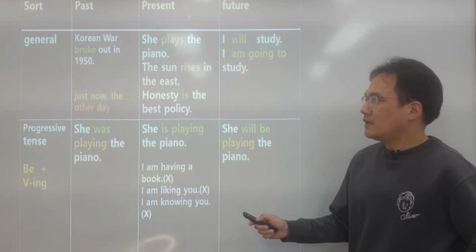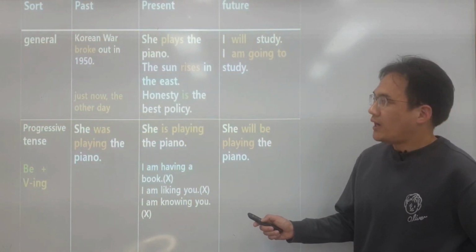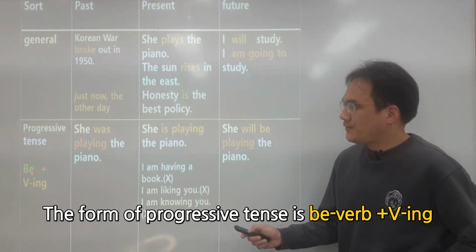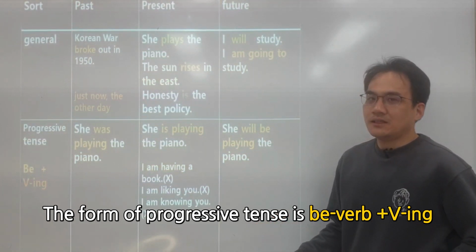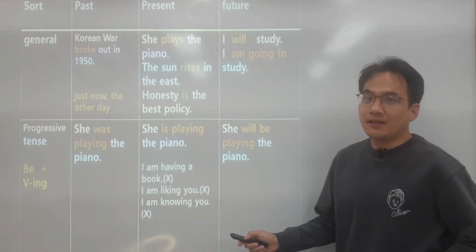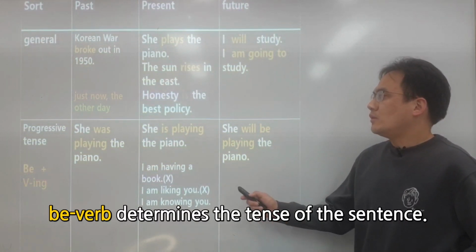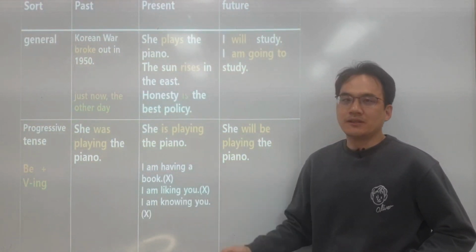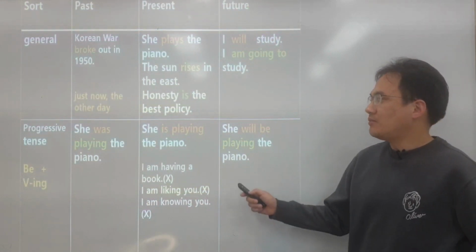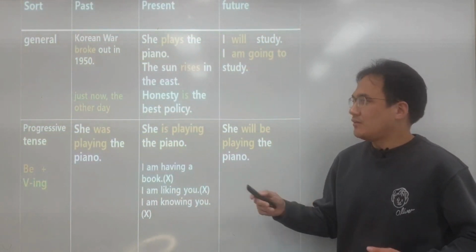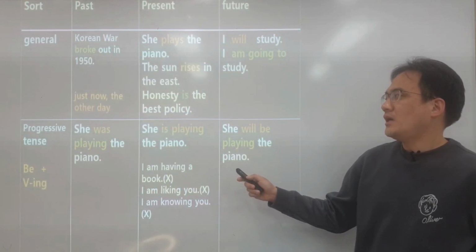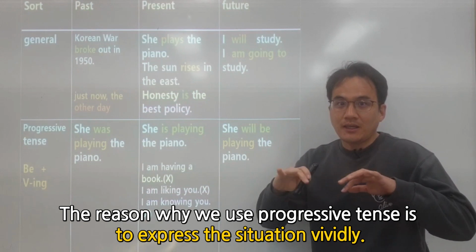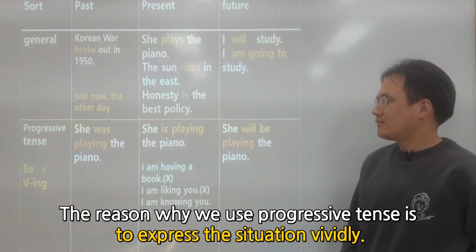And let's take a look at progressive tense. What is the form of the progressive tense? The form of the progressive tense is be verb plus verb-ing. Be verb determines tense, right? So why do we have to use progressive tense rather than general tense? The reason is really simple. To express that situation more vividly, we have to use progressive tense. She is playing the piano, like that.